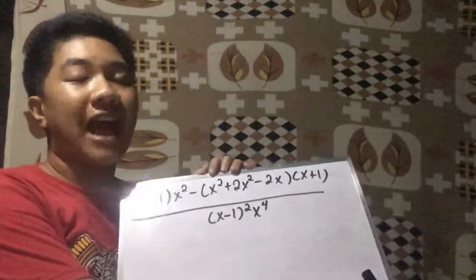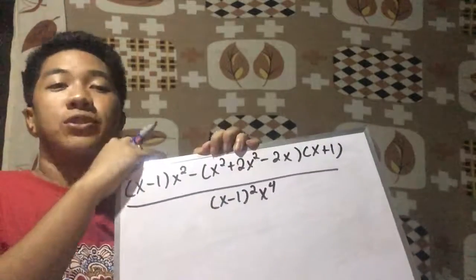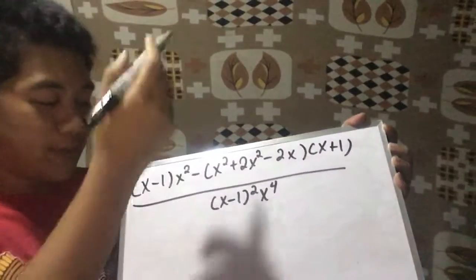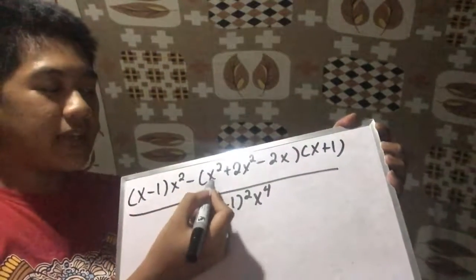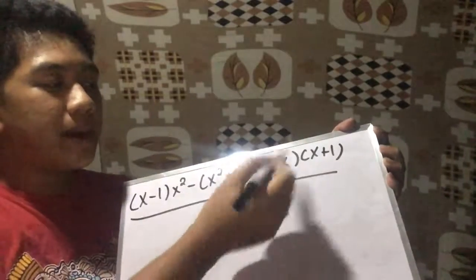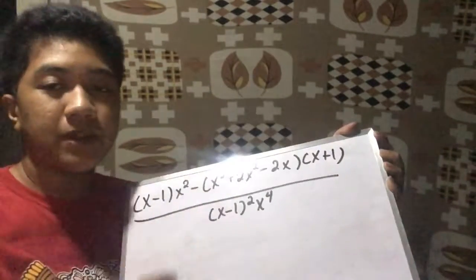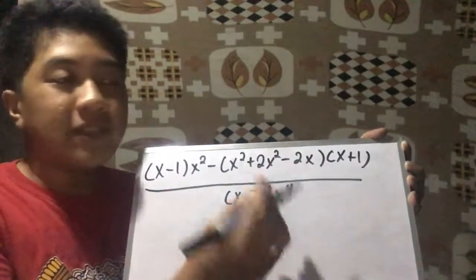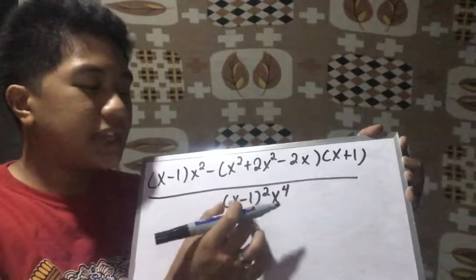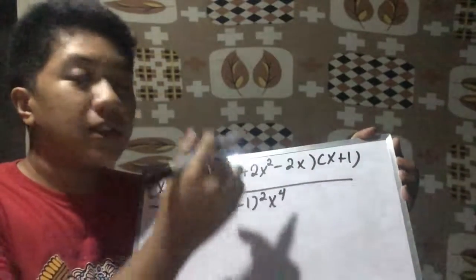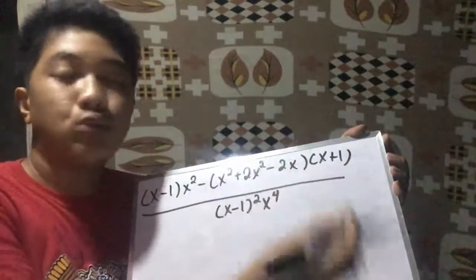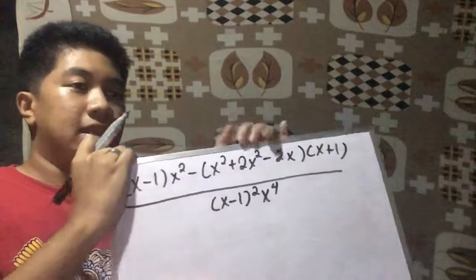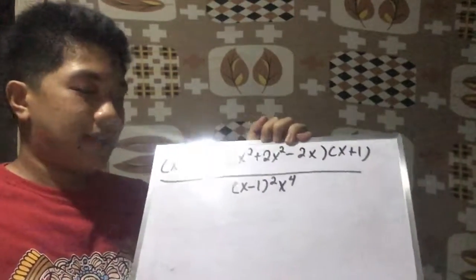Okay, so we are now down to our final solution. So we are just going to polish this equation, which is x minus 1 times x squared minus x squared plus 2x squared minus 2x times x plus 1 all over x minus 1 squared times x to the 4th. Where did this come from? This is the denominator before, which is x minus 1 times x squared all raised to 2. So we just have to distribute the power, and that will be the power rule in basic general mathematics.